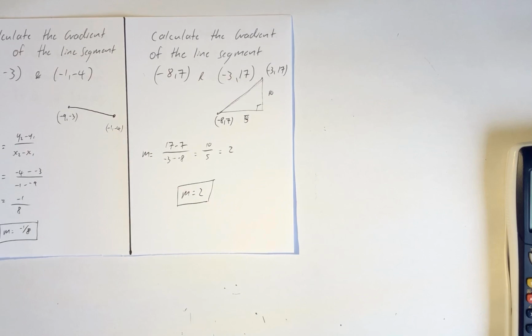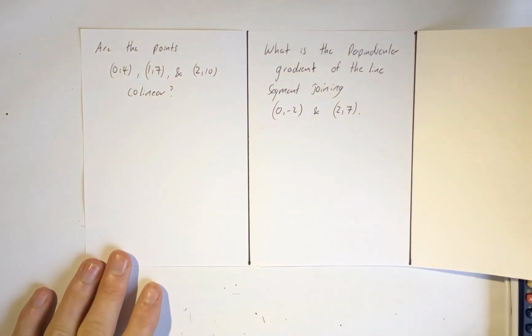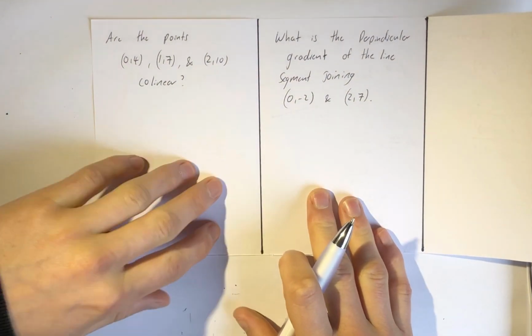M is 2. Okay, 2 more problems. All right, are these points collinear?